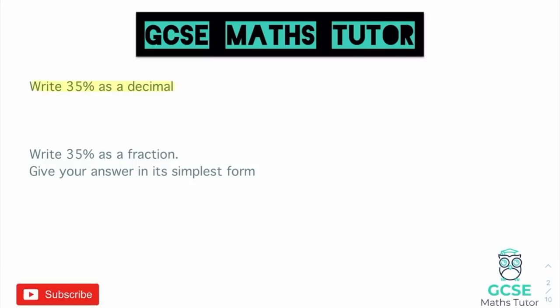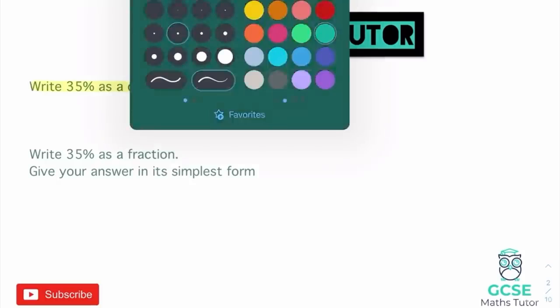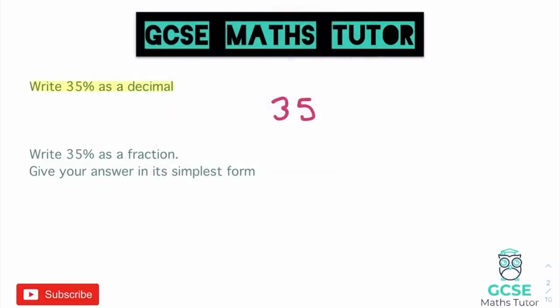So again, I'm going to write the percentage without the percent sign and just write the numbers, 35. So to turn it back into a decimal, we just divide it by 100. So we hop the decimal back 2 places, which would make it 0.35.